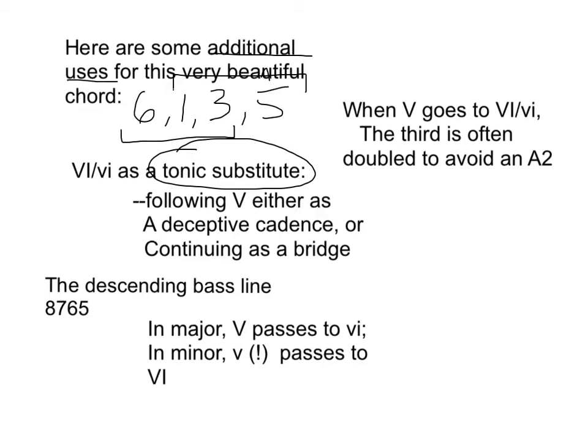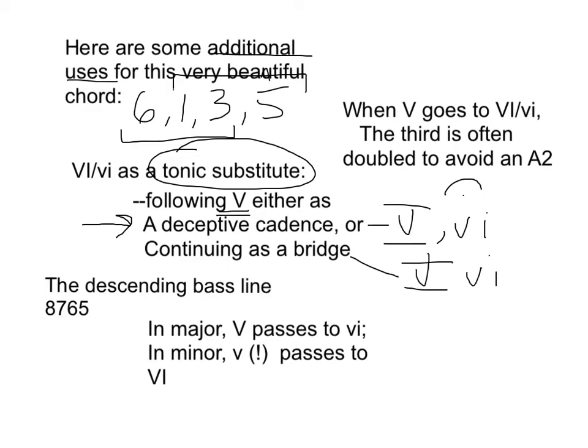And that happens in 2 ways. Following 5 either as a deceptive cadence, meaning you go 5, 6, and make a stop, or you go 5, 6, and you continue on as 6 is normally used. For example, as a bridge onto another predominant chord, which we reviewed in the previous slide. And so that is a very common use of 6 as a tonic substitute.